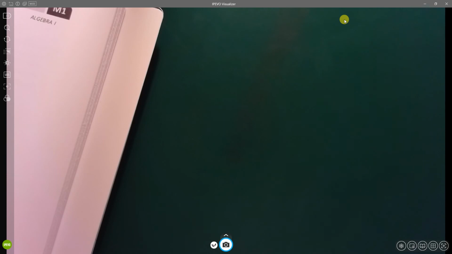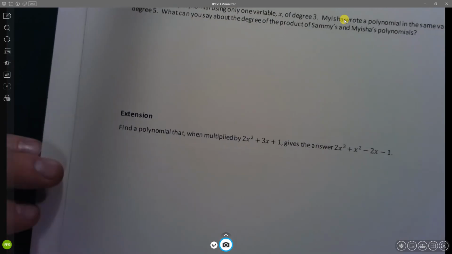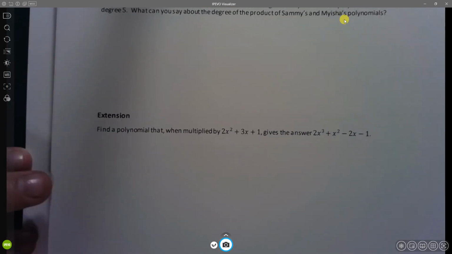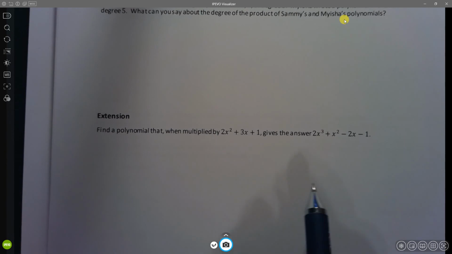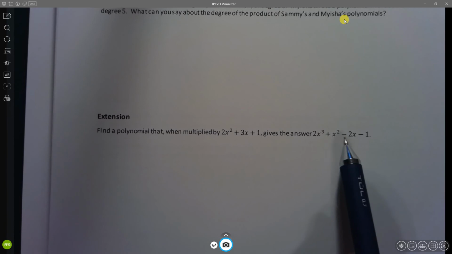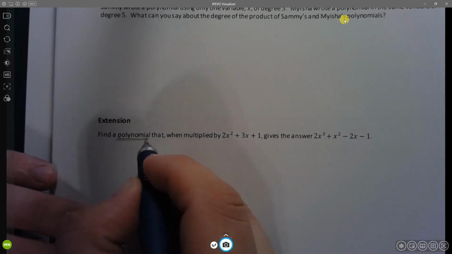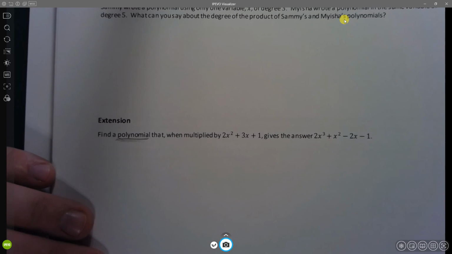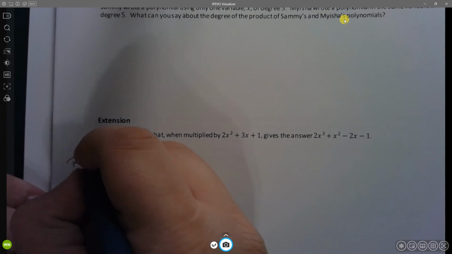All right, and that's where we're going to cut it out for the night. As a matter of fact, though, I'll give you a bonus. Find a polynomial that when multiplied by 2x squared plus 3x plus 1 gives you the answer of 2x cubed plus x squared minus 2x minus 1. This is telling you a polynomial. This is not just going to be a letter on the outside. This is not the distributive property. This is going to be a literal polynomial. You get this one right, you get it right?